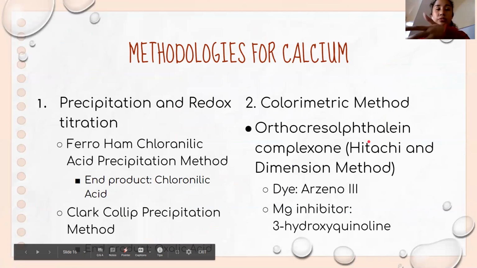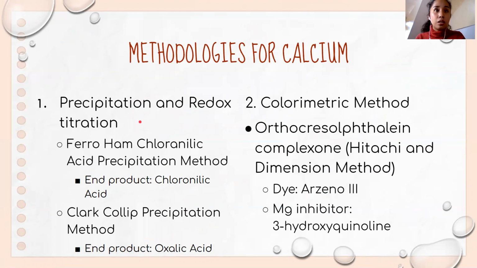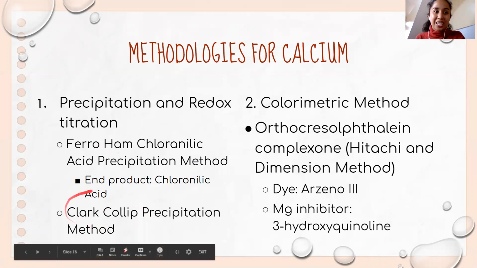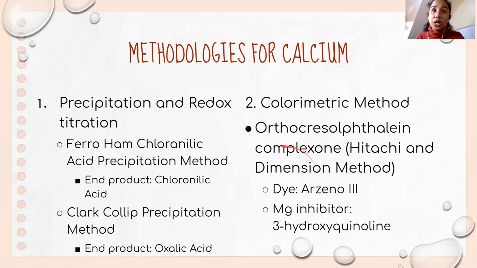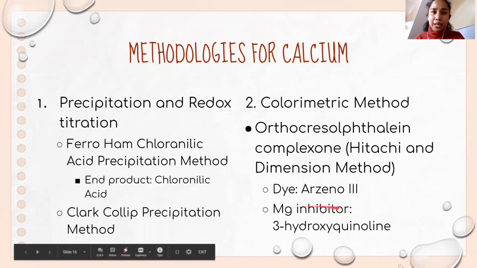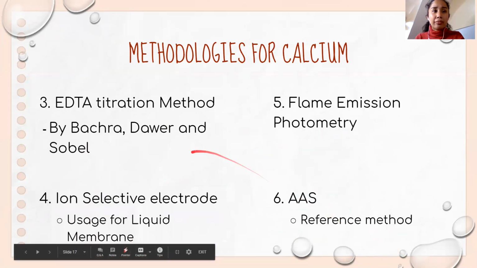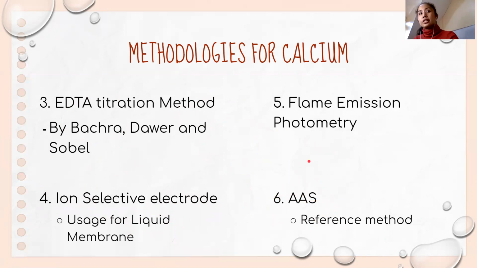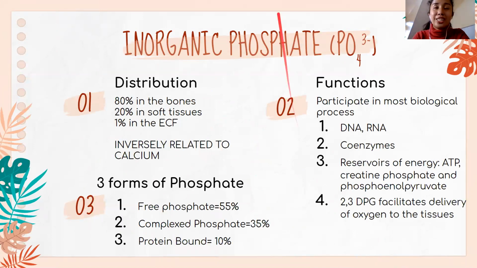And class, our methodologies for calcium: we have precipitation and redox titration, so we have the Ferro-Ham chloranilic acid precipitation method and the Clark-Collip precipitation method. We have colorimetric methods wherein we use arsenazo III or orthocresolphthalein complexone. They are actually the same. I read it in Bishop. And so that magnesium will not participate in our reaction, we will use 8-hydroxyquinoline. Other methodologies: EDTA titration method, ISE using a liquid membrane, and atomic absorption spectrophotometry as the reference method. So class, that's our first part of electrolytes.